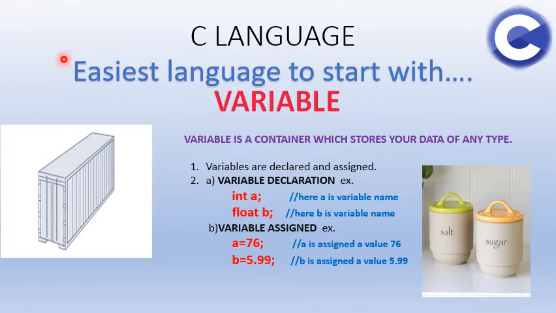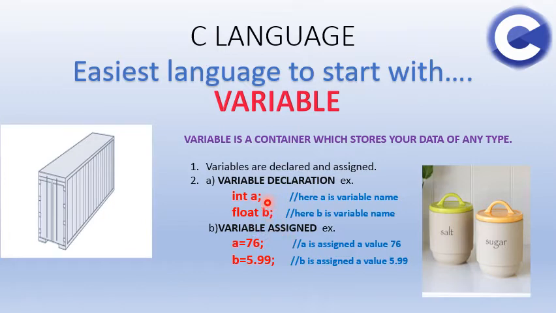So there are two steps in variables. They are declared and assigned. How is this? When you are putting salt in a container, first you declare a container, that this is my container, in this I'll put something. Then you assign it to salt. That means when you pour salt into it, you say it is my salt container. Similarly, here we'll declare a variable and then we'll assign them some data.